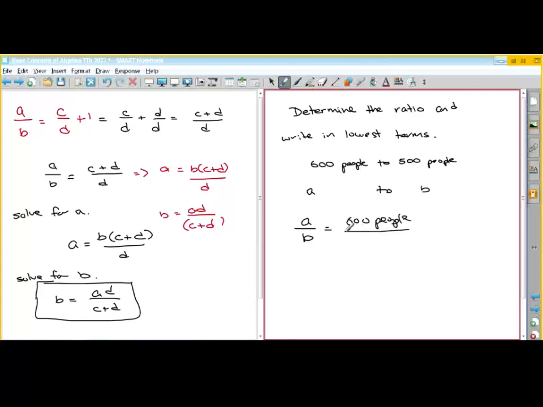So you'd have 600 people for A, representing the A part of the statement, and 500 people representing the denominator. You can see the units cancel out. And if I divide the numerator and the denominator by 100, I can simplify it down to 5/6. So the ratio is 5/6. And ratios typically, in their most useful form, do not have units because they have the same units in the numerator and the denominator.